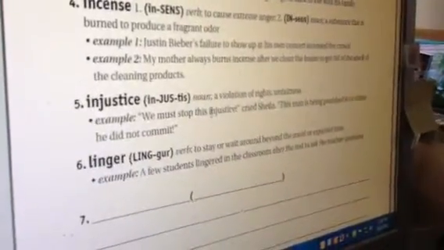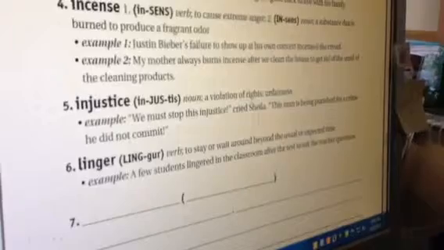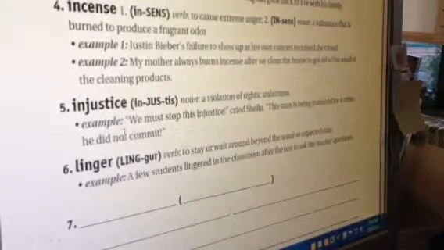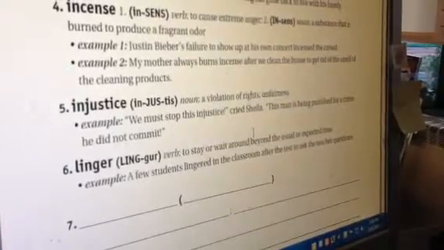Injustice is our next word. It's a noun, a violation of rights or unfairness. Okay? An example sentence is this, we must stop this injustice, cried Sheila. This man is being punished for a crime that he did not commit.